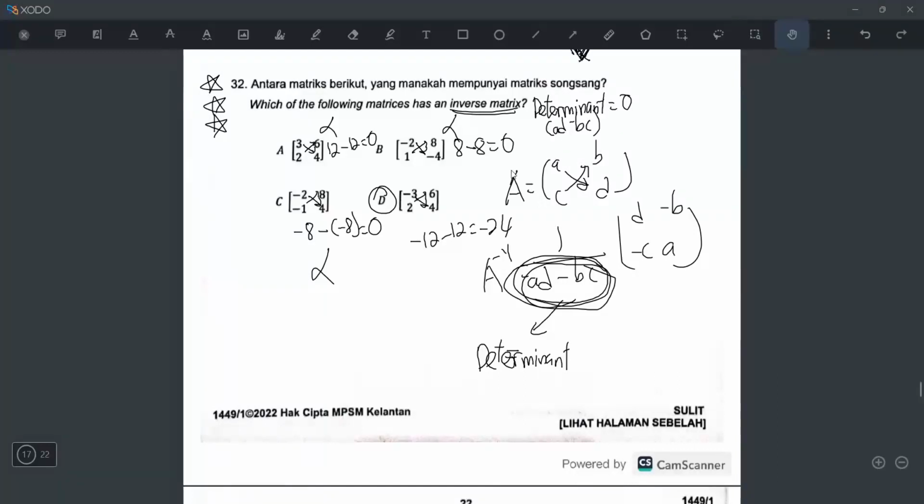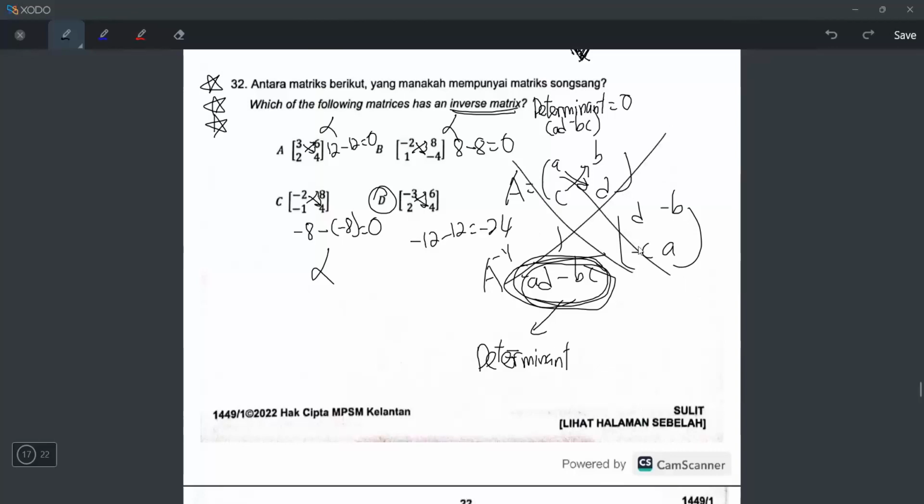Okay, but you have to know this lah, the determinant 0. And you don't have to waste your time and do the whole step, the inverse, no need one. You just find the determinant enough already.